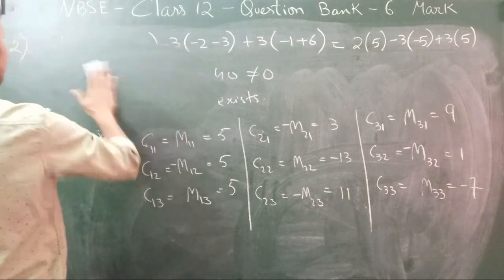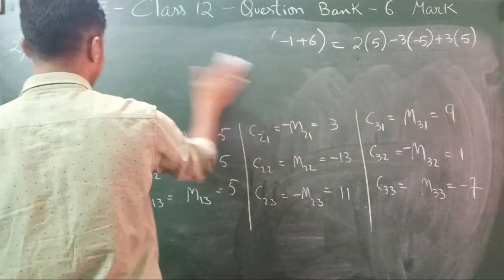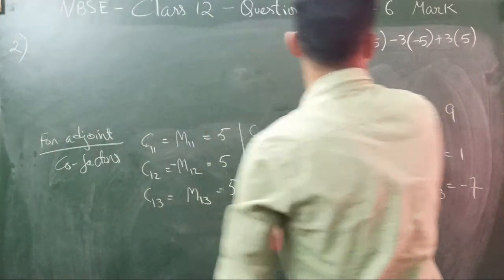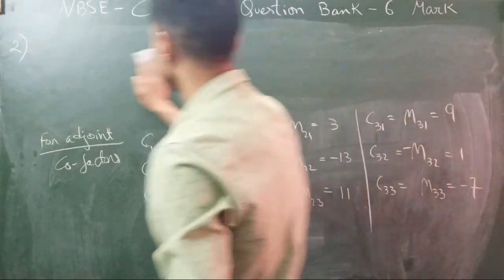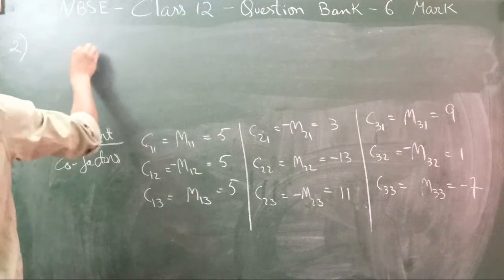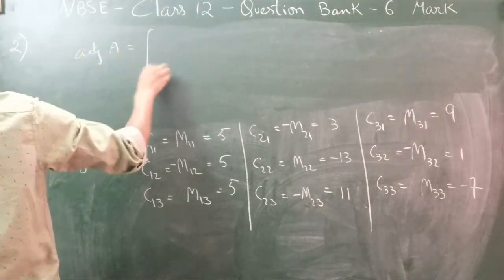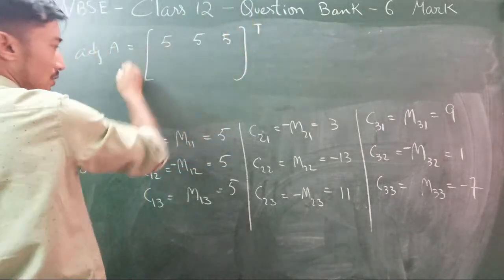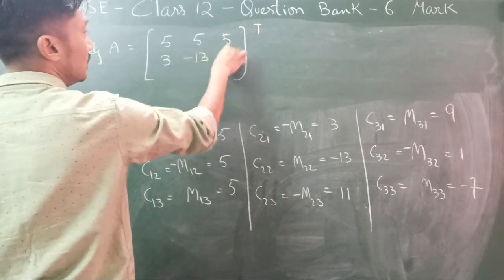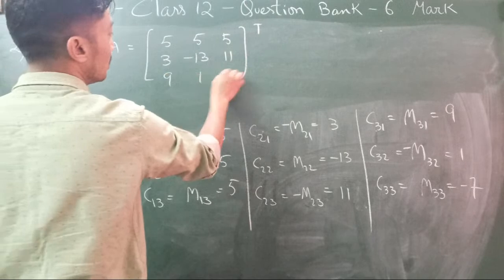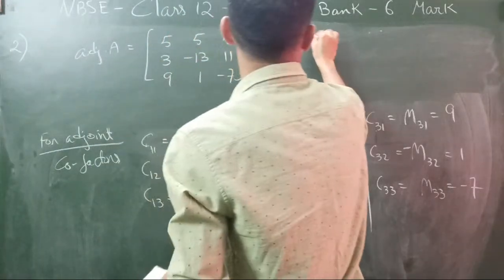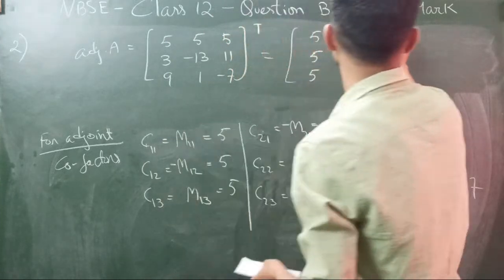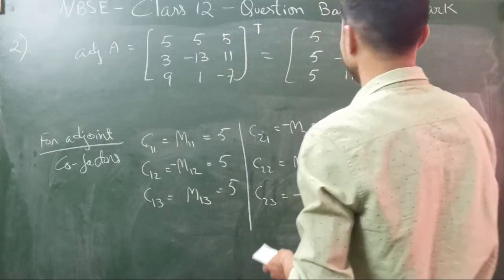And for any doubts, as I mentioned, you can check out the videos on matrices. Then we have the adjoint of the matrix A, which would be the matrix formed by the transpose of the cofactors: 5, 5, 5, 3, minus 13, 11, 9, 1, minus 7.